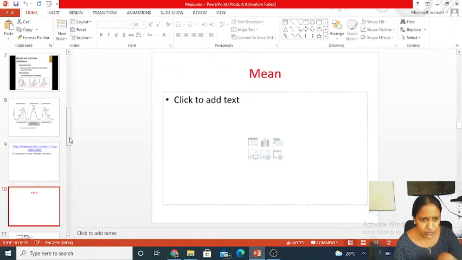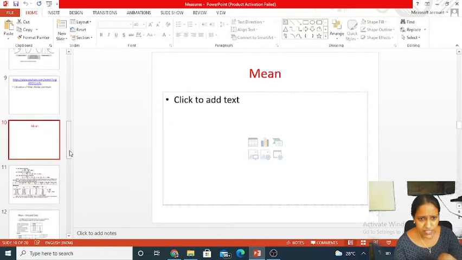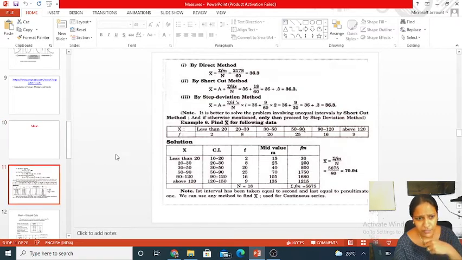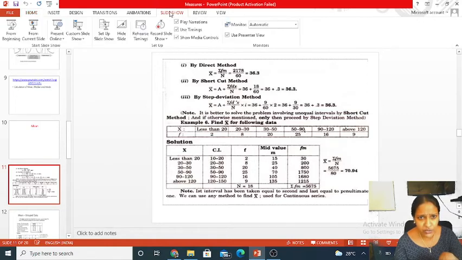But when we go for some more calculations, that is, if we have a class interval type calculation, how are we going to do this? Mean. Okay, first we are going to deal with mean, and you can see here, this is the mean problem given over here. I'll just come in slideshow mode.